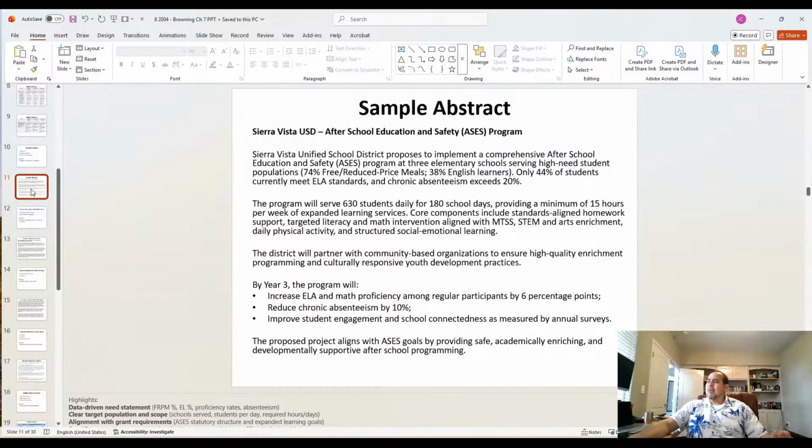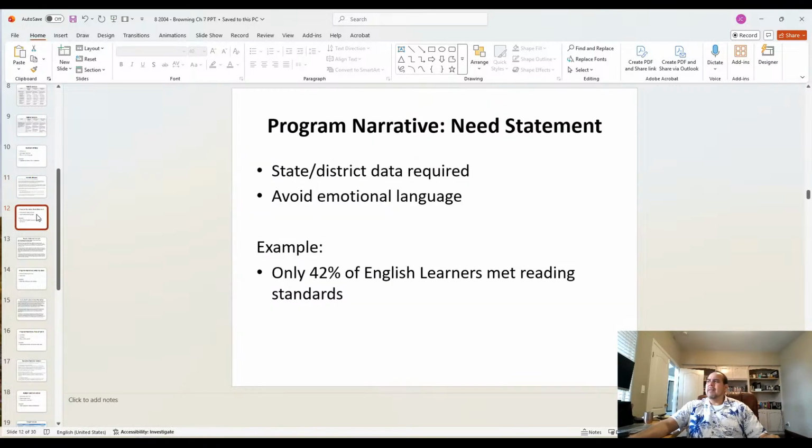By year 3, the program will increase ELA and math proficiency among regular students by 6 percentage points, reduce chronic absenteeism by 10%, and improve student engagement and connectedness as measured by annual surveys. Okay, so this is a good abstract. It gives you everything that you're going to need there, or you give them everything that they're going to need.